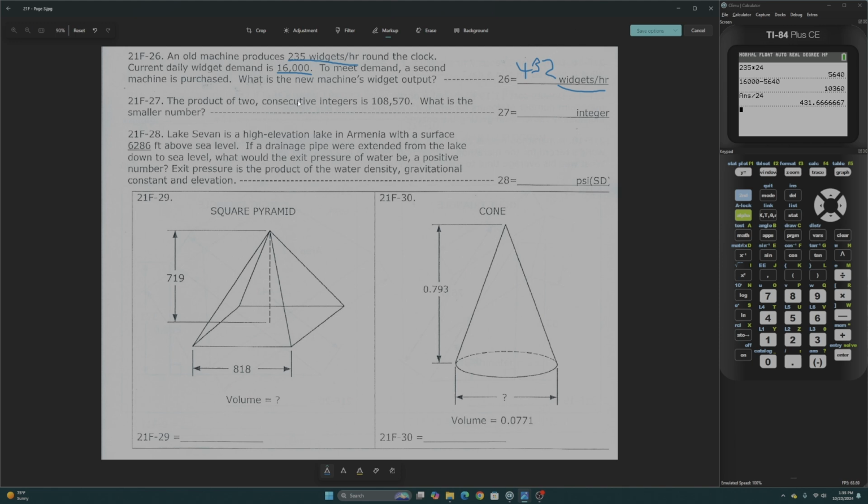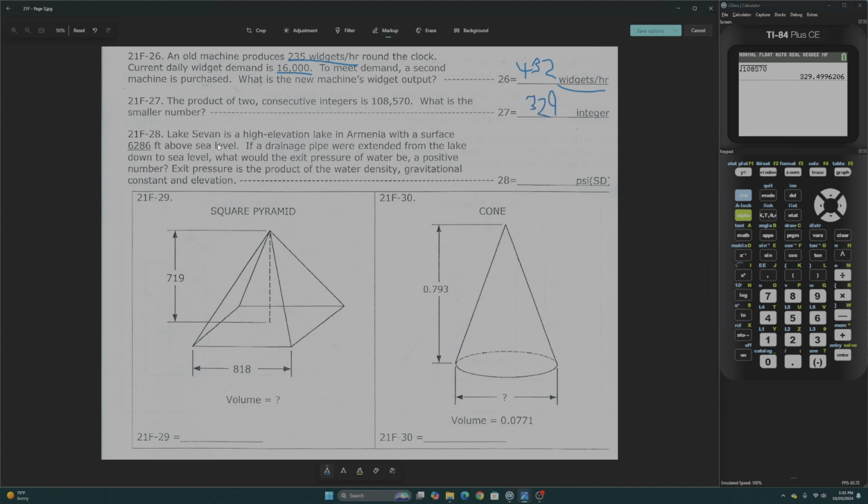The product of two consecutive integers is that. What is the smaller number? Again, I've solved this before in a previous video. You'll just take the square root of that number. I didn't mean to do that twice. 108,570. Bang. So it's right in between 329 and 330. So those are your two numbers since they're consecutive. And you're asked for the small number, which is 329. That's pretty easy.